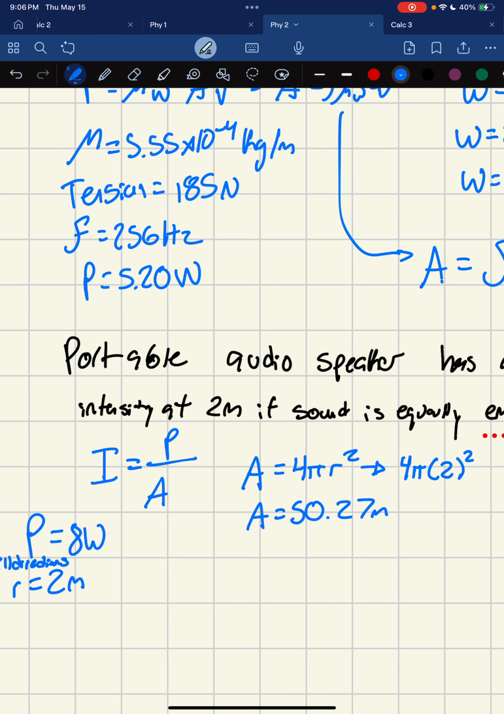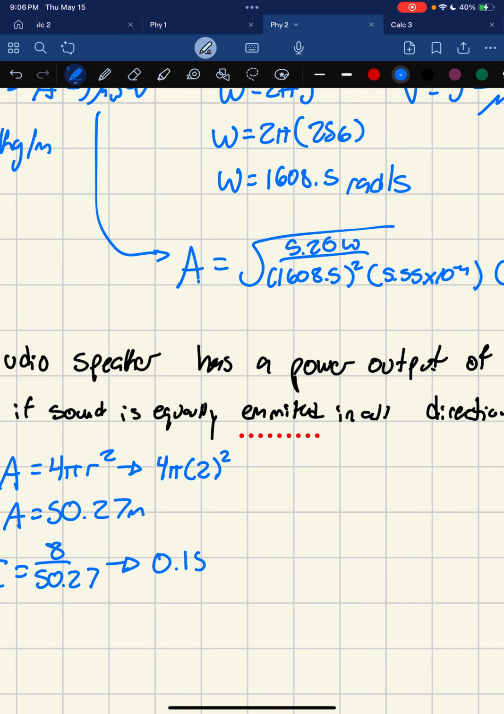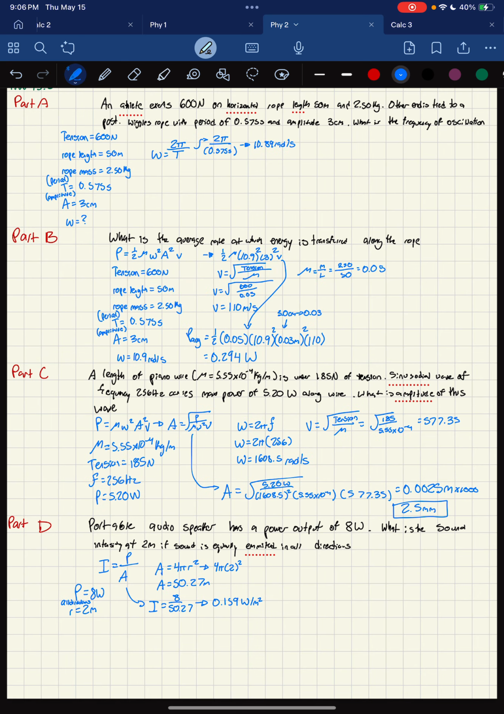Now I just plug it in to find my sound intensity. So power, which is 8, divided by 50.27. Put this on my calculator and I get 0.159 watts per meter squared. Watts divided by meter squared.